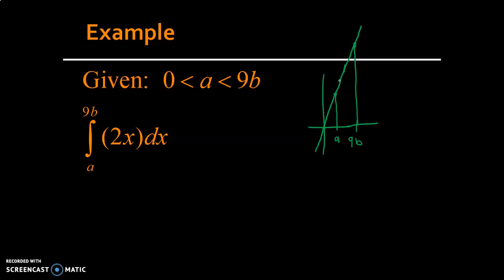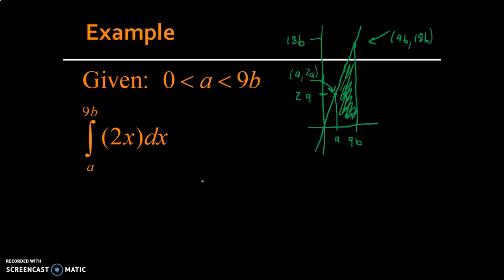Now, I've created a trapezoid here. So I need to figure out the area underneath this trapezoid between a and 9b. Now this is where I like to figure out my y values. So if I plug in a, the y value would be 2a, and then if I plug in 9b, the y value would be 18b. So this point up here is the point 9b, 18b, and this point is the point a, 2a. Knowing the y values of those points makes it easier when you're trying to figure out the area.